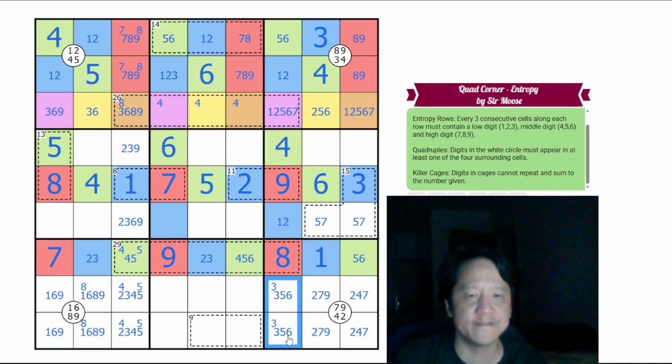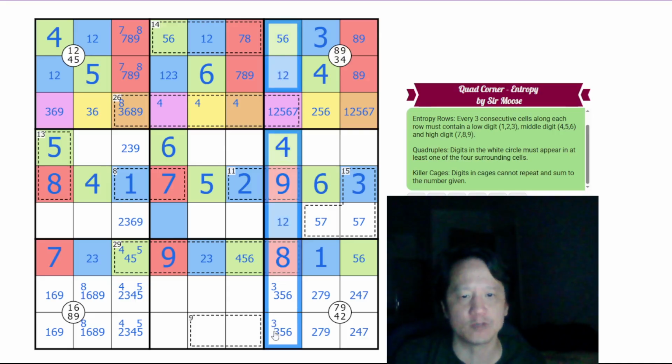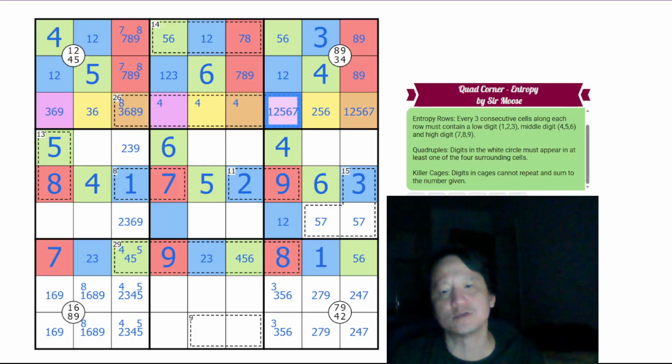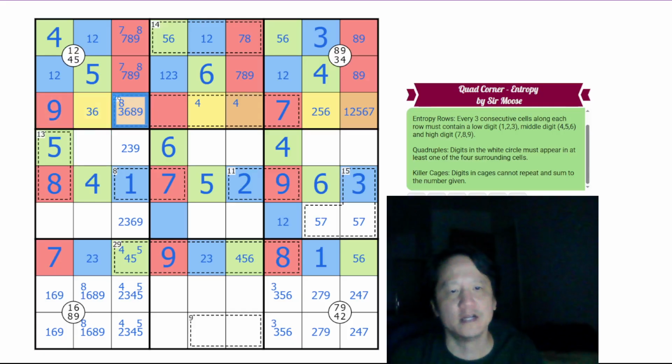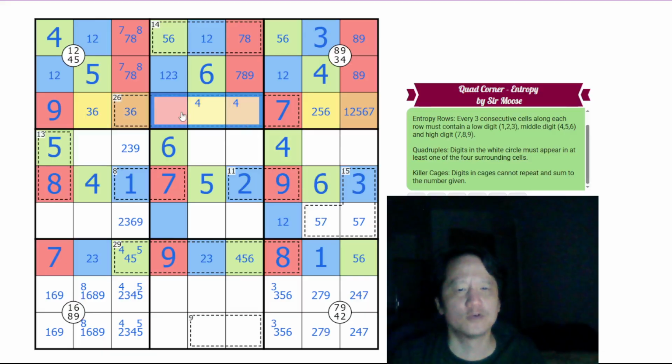We have a 3-5-6 triplet in column 7, which eliminates 1, 2, and 3, 5, 6 in the rest of the column. So this cannot be 1, 2, 5, or 6. It's 7. So all the pinks are high, which means this can't be 4. This can't be 3 or 6. It's 9. This can't be 8 or 9. So this must be a 7-8 pair here. 4 is one of these two.